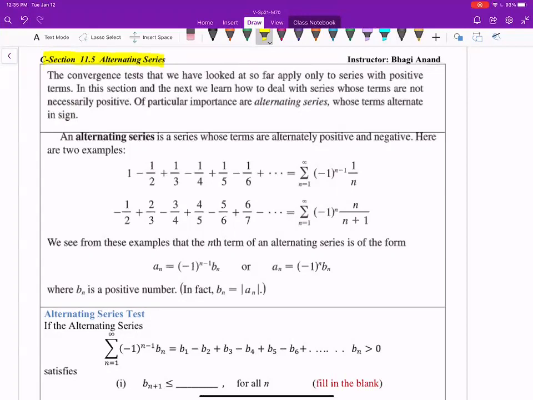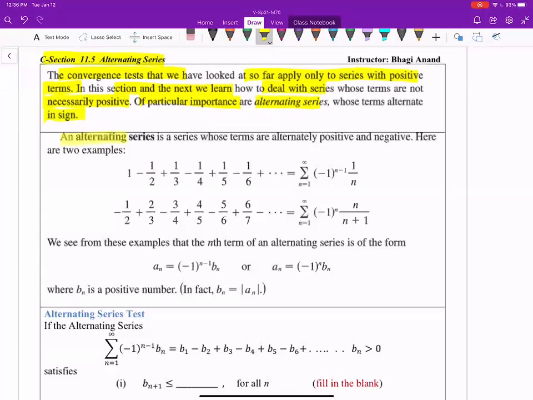Now in this section, we are going to see what an alternating series is, which is a combination of plus and minus in the terms. So what is an alternating series? The convergence tests that we have looked at so far apply to series with positive terms. In this section and the next, we'll learn how to analyze series whose terms are not necessarily positive. Of particular importance are alternating series whose terms alternate in sign.